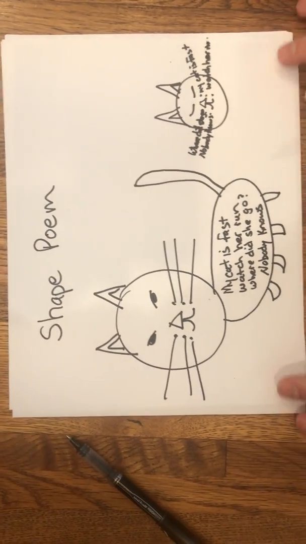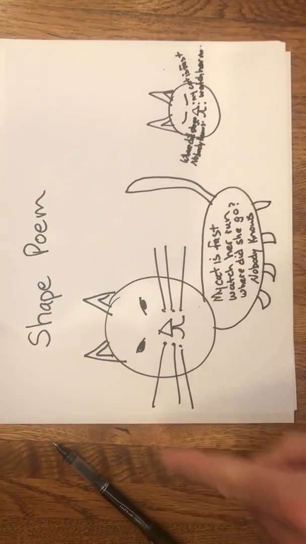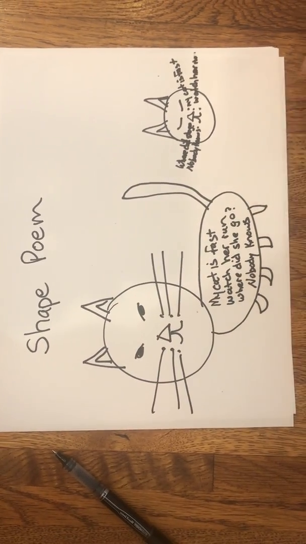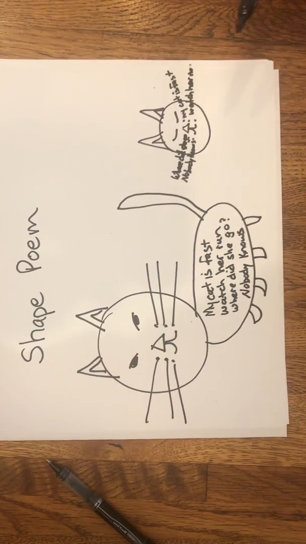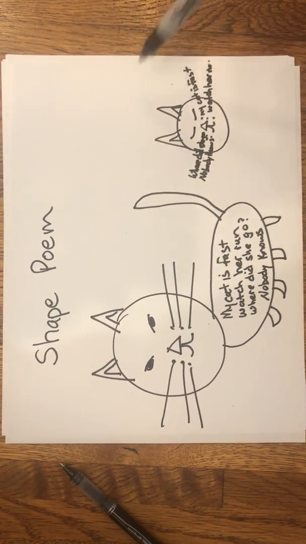Again, if you want to make a tree or a fish or a whale, anything, you can draw the shape and then put the poem inside. Or, and I put a couple examples on the Google Classroom, you can see you can use the words to make the shape.